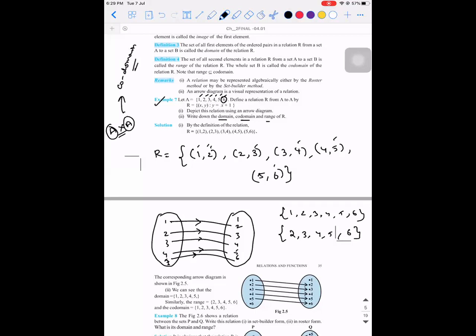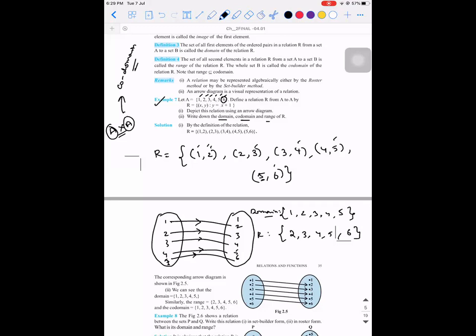I have a doubt. Yes, tell me. How can 6 come in the domain, sir? Yes, the relation is only up to 5. No, 6 is not in the domain. I'm sorry, it's my mistake. I wrote it in a hurry, because only 5 is there. So the domain is 1, 2, 3, 4, 5. Range is 2, 3, 4, 5, 6.